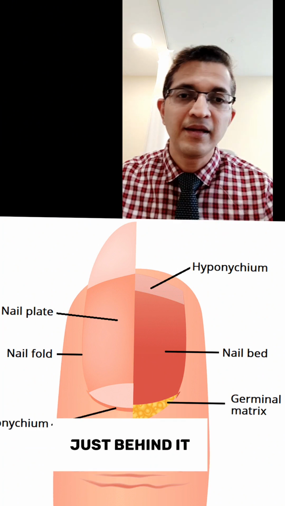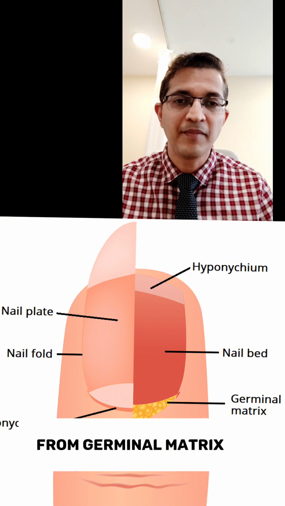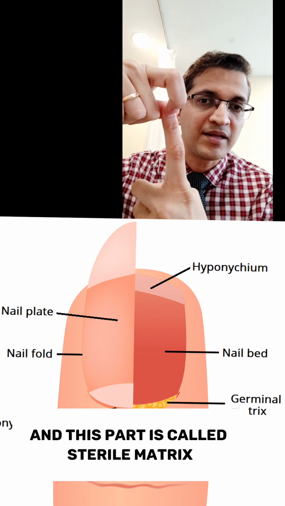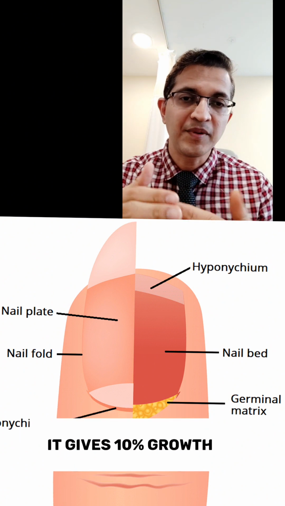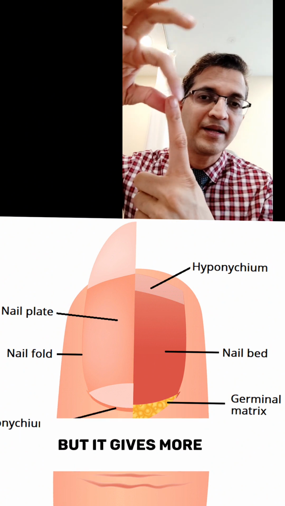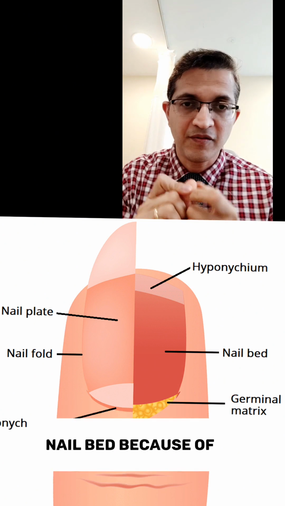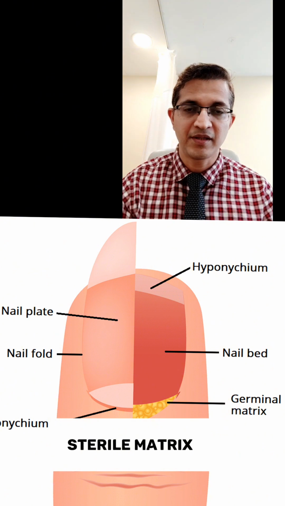Just behind it is your germinal matrix. From the germinal matrix the nail grows. And this part is called the sterile matrix. It gives 10% of the growth to the nail, but it gives more fixing: your nail plate is fixed to your nail bed because of the sterile matrix.